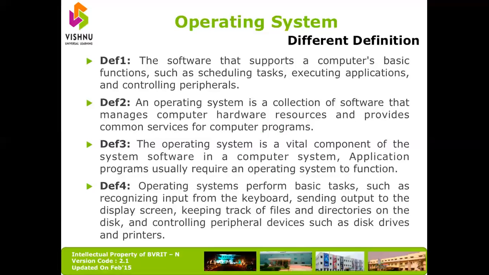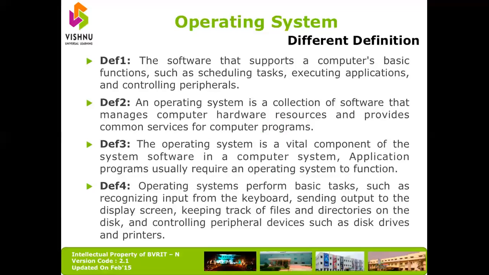The second definition says an operating system is a collection of software that manages computer hardware resources and provides common services for computer programs. Now, the second definition is very much like the first definition, which says that an operating system is nothing but a collection of very small pieces of program which collaboratively, combinedly serve a bigger purpose, like managing services and managing your computer hardware.